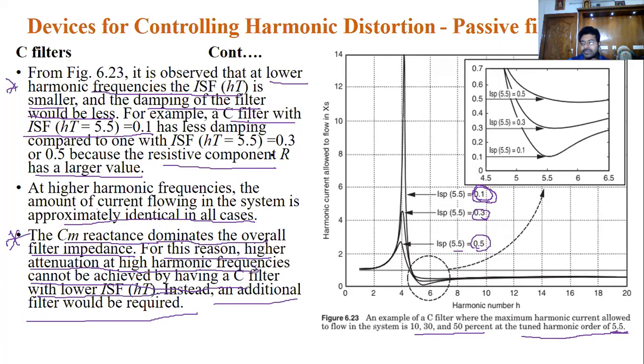What is the drawback of this type of C filter? Know that every filter has some drawback. For higher order harmonics, because of this CM reactance value, we can attenuate the higher order by tuning this CM to filter those frequencies. But at times it may fail to filter the frequencies at given ISF current values. This is one of the drawbacks of this C type filter. So remember, no device is ideal, perfectly working for all the cases.